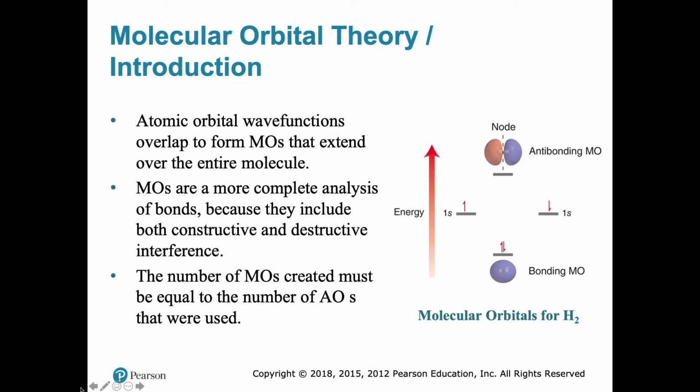You see that? So there's two molecular orbitals, there's two atomic orbitals. They will always be equal in number, okay? Forever, however many atomic orbitals you have, you'll always end up with the same number of molecular orbitals. Does that make sense?